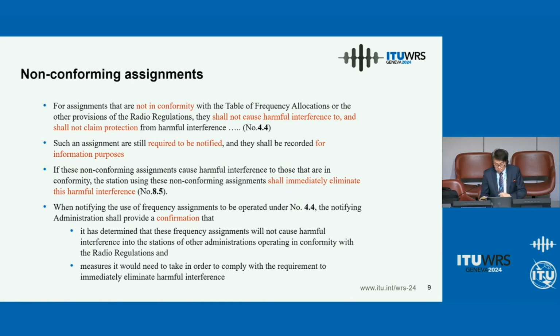So, yeah, something to take note of is that when you are notifying the assignments under 4.4, the notifying administration shall provide a commitment that it has determined that these assignments will not cause harmful interference to stations of other administrations operating in conformity with the RR. And it has identified the measures that it would take in order to comply with the requirement to immediately eliminate harmful interference. This is very important. So administrations notifying, please take care of this.